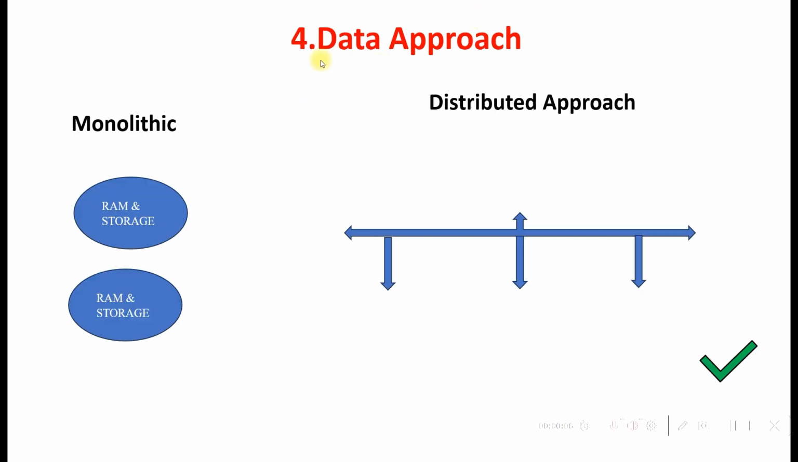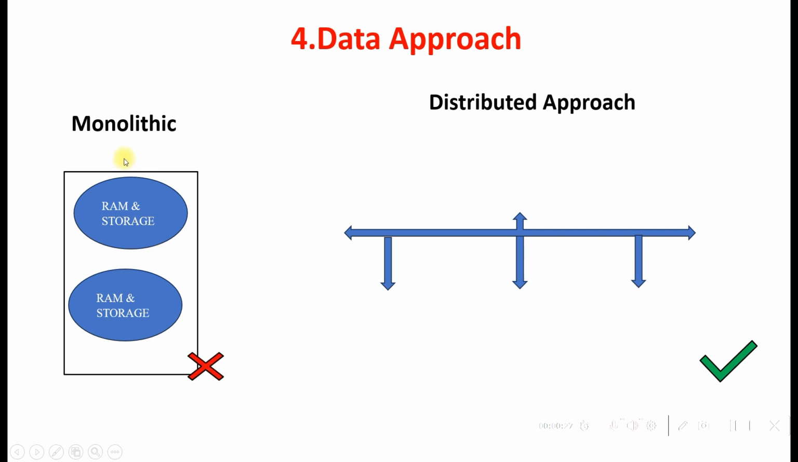Let's see what data approach is used by Databricks. When handling big data, choosing the right architecture is key, right? So should we go with the monolithic approach or the distributed approach? Let's break it down. In the monolithic approach, everything runs on a single machine. You can see RAM, storage and processing. This works fine for small applications, but as data grows, it becomes slow and insufficient. It can't scale properly, which leads to a performance bottleneck. So that's why Databricks does not use the monolithic approach.